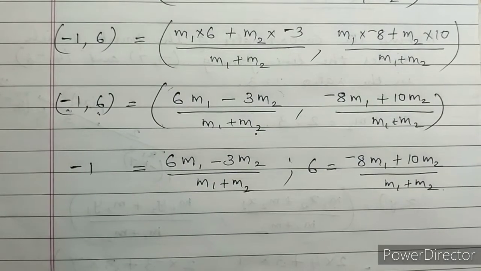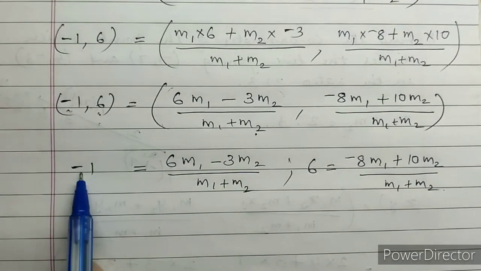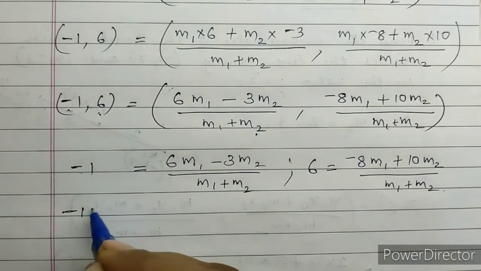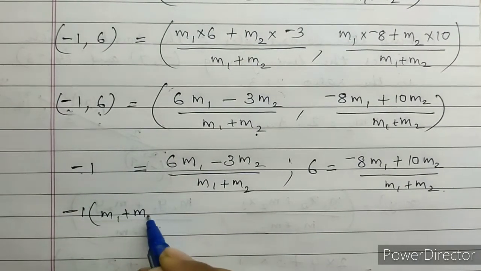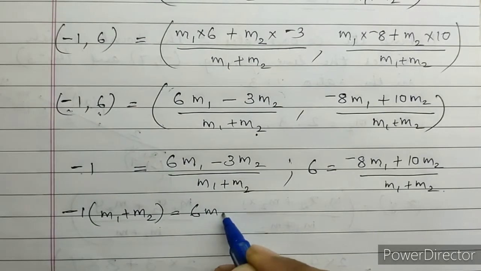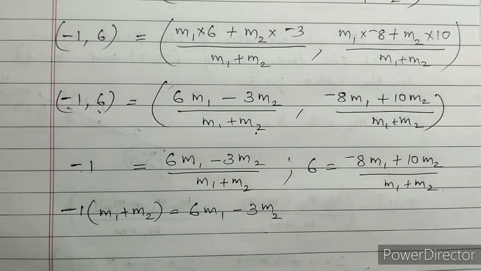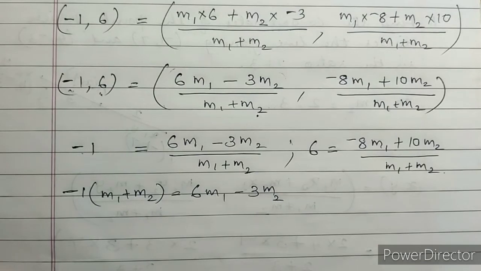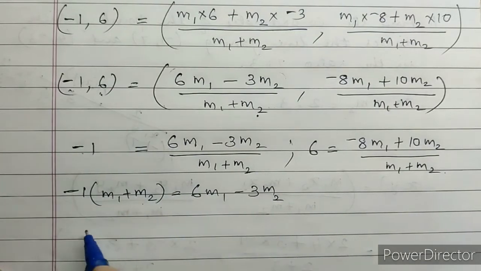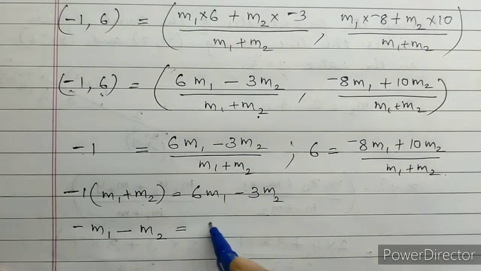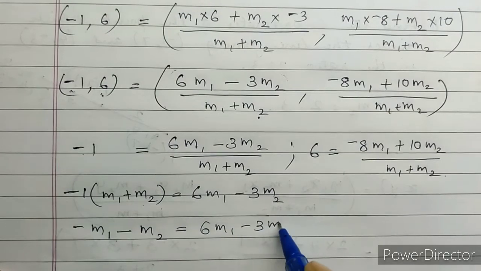Now cross multiplication you can do: (m1 plus m2) into negative 1, that is minus 1 into (m1 plus m2), equals 6 m1 minus 3 m2. This one afterwards we will see. First do this and simplify and get the m1 is to m2 value. So open the bracket, you will get minus m1 minus m2 equals 6 m1 minus 3 m2.